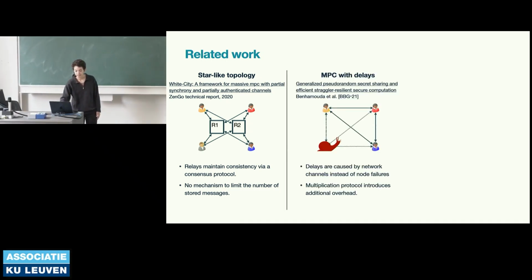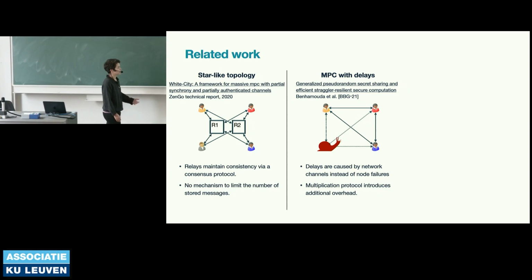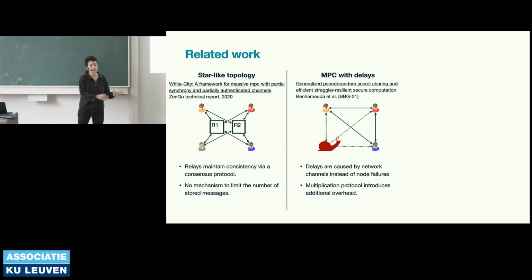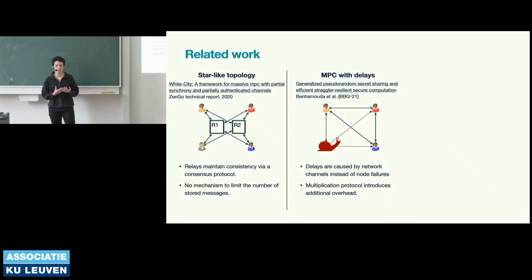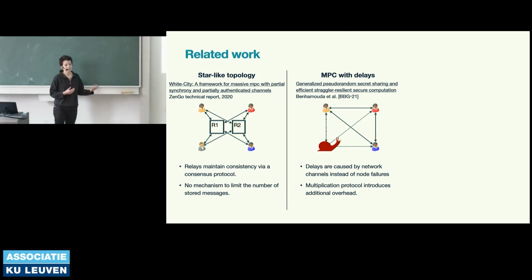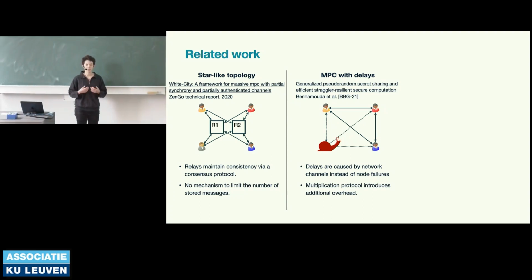Then another work is a paper by Ben Hamouda et al., where they don't have relays, but they consider delays. So here the parties can be delayed, and also the faster parties can progress ahead in the computation. But the way their delays work is a bit different. They have an upper bound on the number of messages that can be delayed per round. Also, their multiplication protocol has some extra overhead compared to ours. And these are some of the differences.